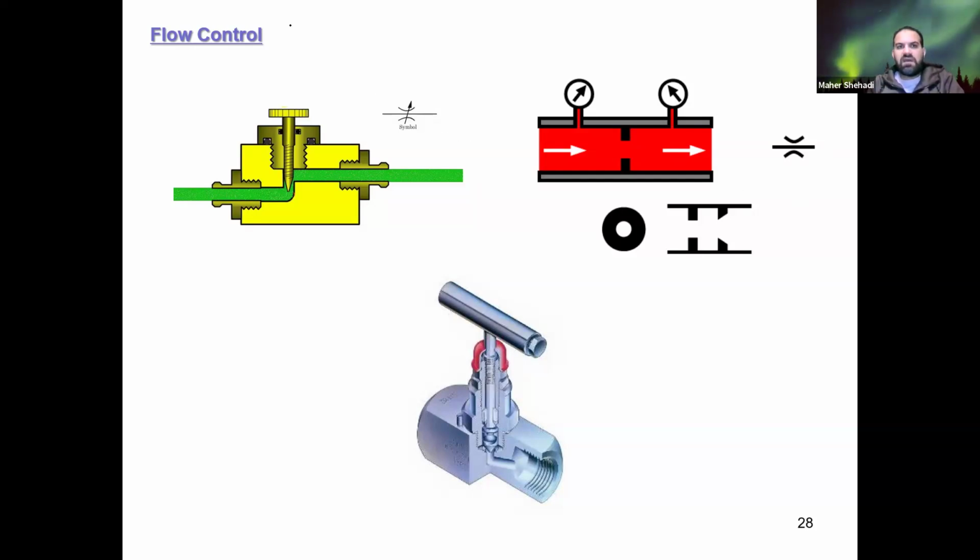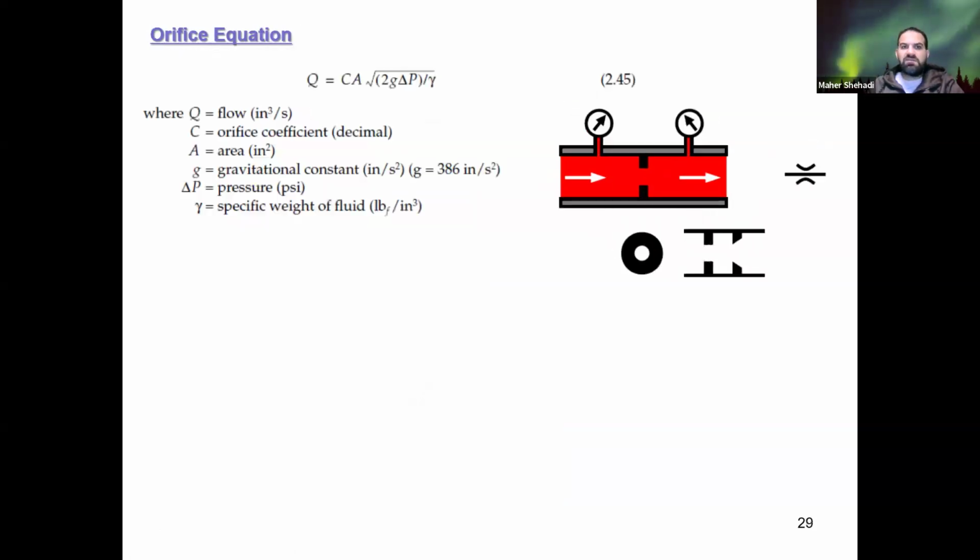Just as a quick reminder, we have three different categories for valves: one of them is flow control, the other is pressure control, and then we have direction. Here we're talking about flow control, which includes two types: the fixed, which is the orifice, and then the needle valve. Each one has a slightly different equation in terms of this constant. This equation gives us how we can control the flow with an orifice.